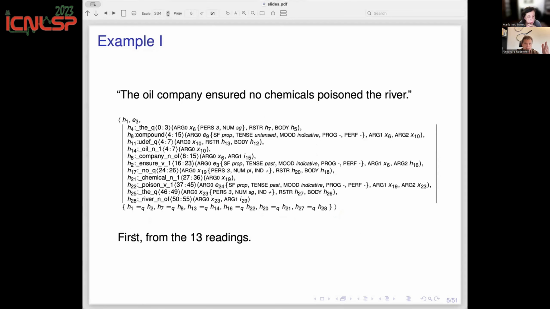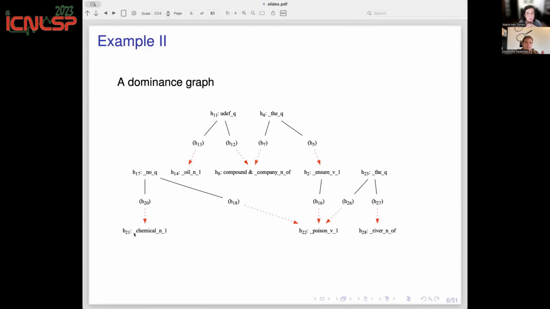Because this simple sentence has 13 different readings, and for each reading we have one dominance graph that could be expanded into many different possible trees depending on the order that I choose to attach the quantifiers. So for example, if you take label H8 here, then this means that it can be attached in two different points of a single tree.